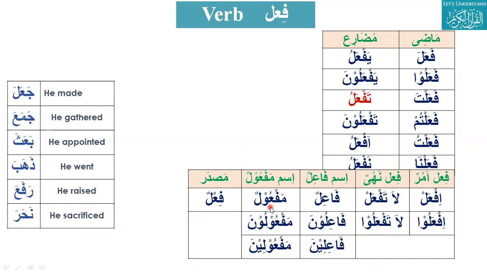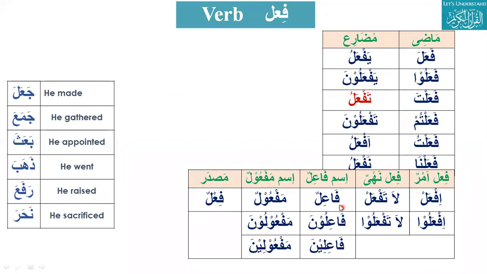Maj'ul, the thing which is being made. This is the maker, the one who makes. The thing which is being made, that is maj'ul. And what is the plural of maj'ul? Maj'ulun, maj'ulin. And ja'al, ja'lun. So this is masdar.